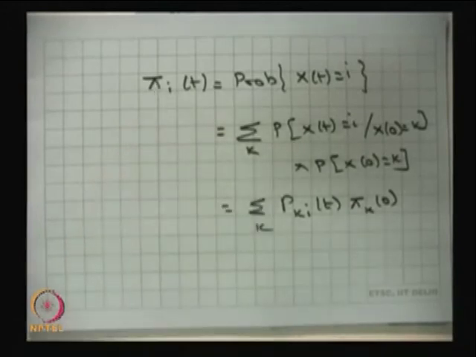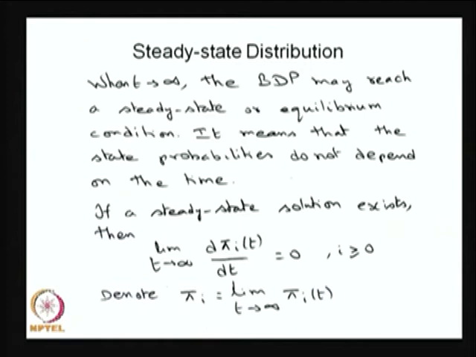So, now what I am defining is that whenever the steady state distribution exists, it is independent of time t. Therefore, as t tends to infinity, the pi i of t can be written as pi i, and whenever the steady state solution exists, I can take the limit t tends to infinity, and the derivative of pi i of t is going to be 0.